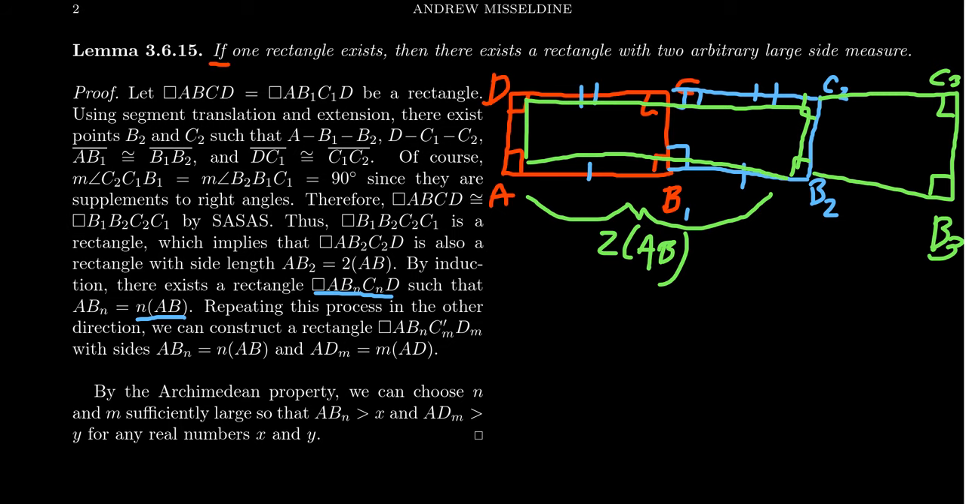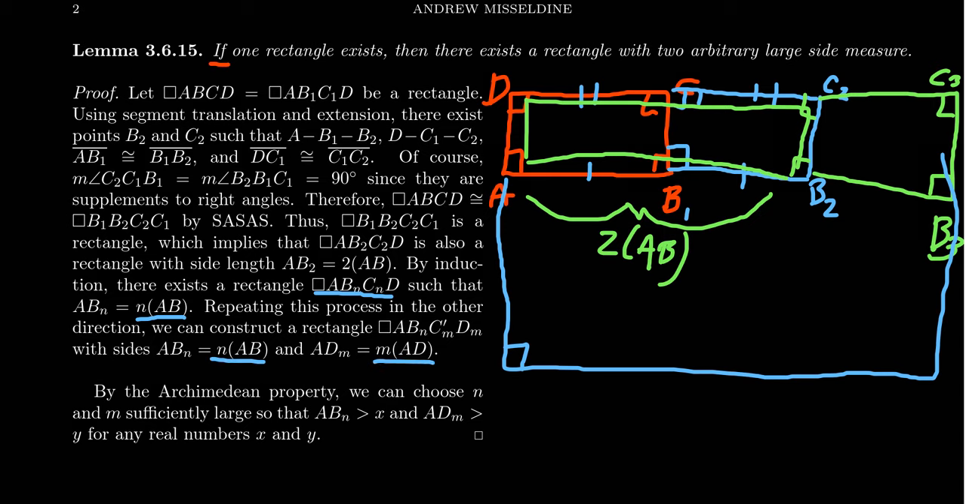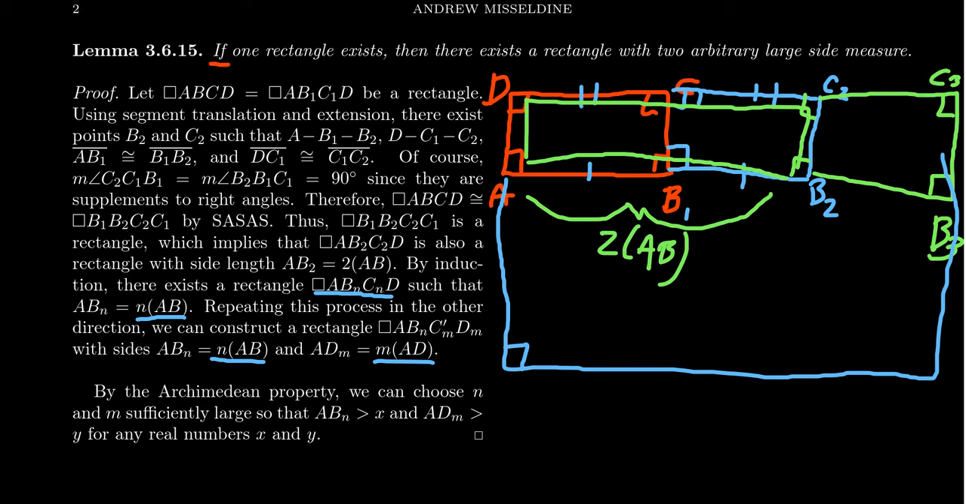And if we do this horizontally, we can extend the length, but we can also do this argument vertically and form a much larger rectangle whose width and length are arbitrarily large. So we can guarantee that the length is n times the original length, and we can also guarantee that the width is m times the original one. And so we can get these things bigger and bigger and bigger. And invoking the Archimedean principle right here, we can find a rectangle whose length is larger than any prescribed positive real number x, and whose width is larger than any prescribed positive real number y. So these rectangles can get arbitrarily large in their size.